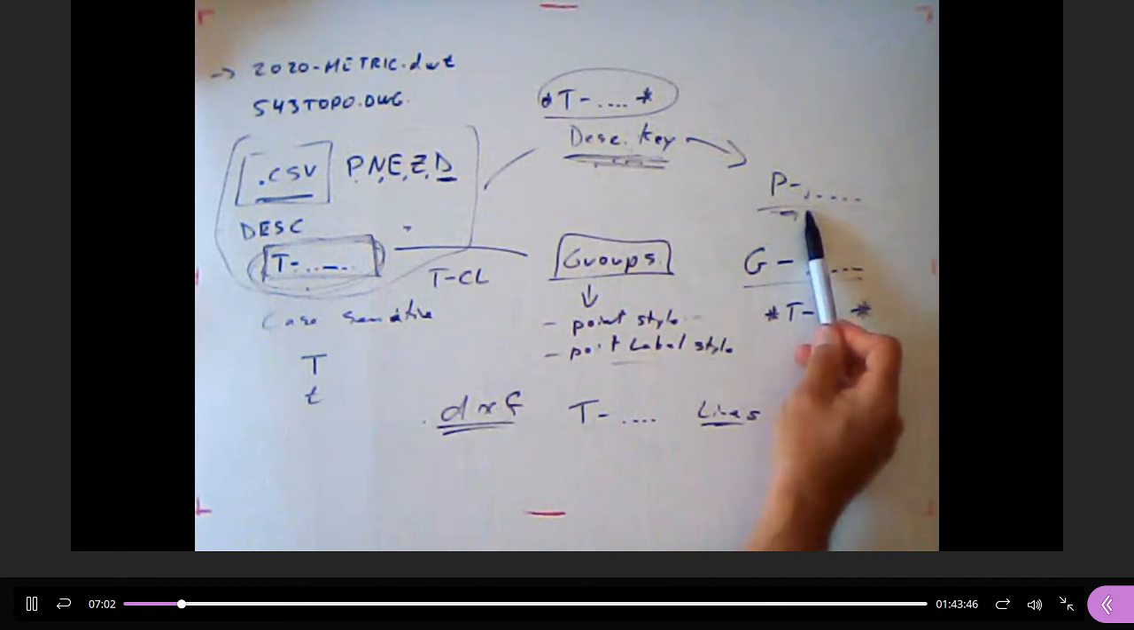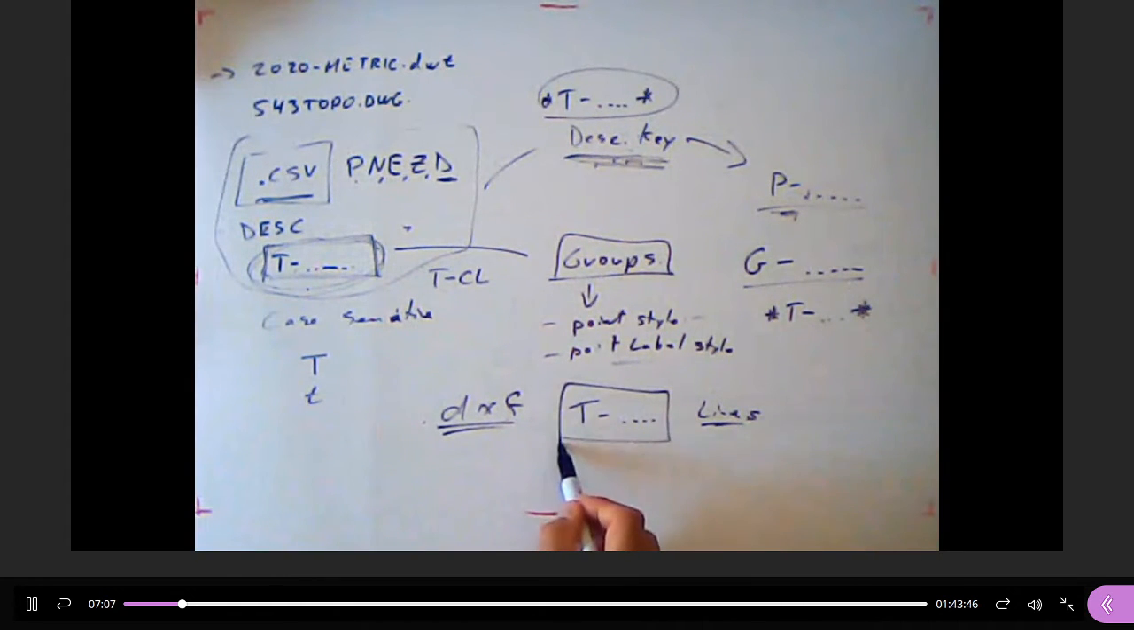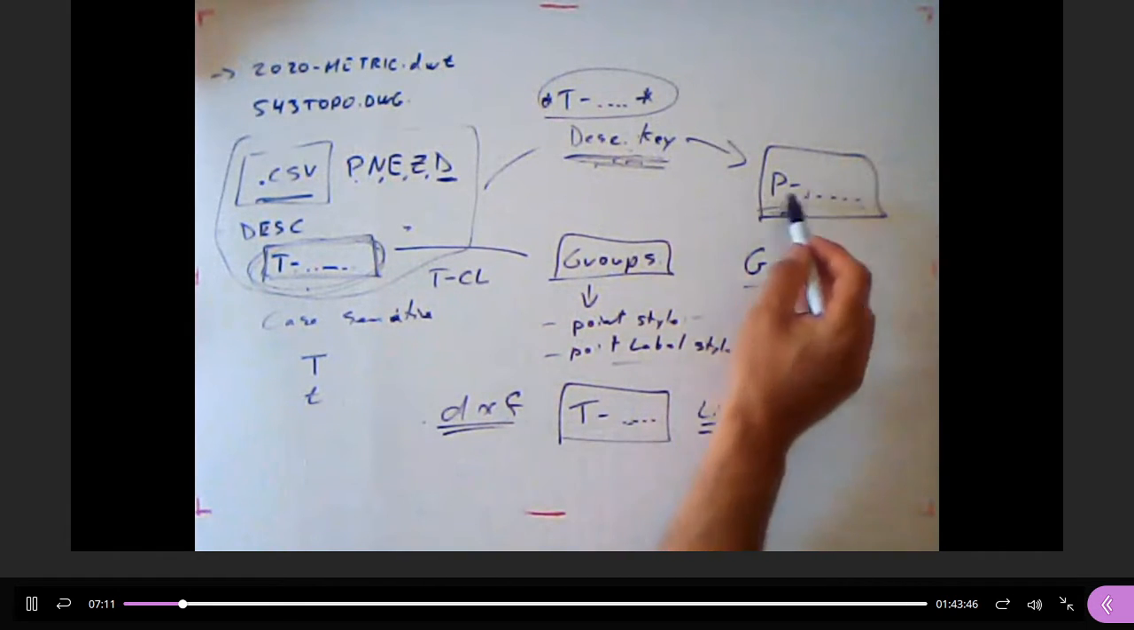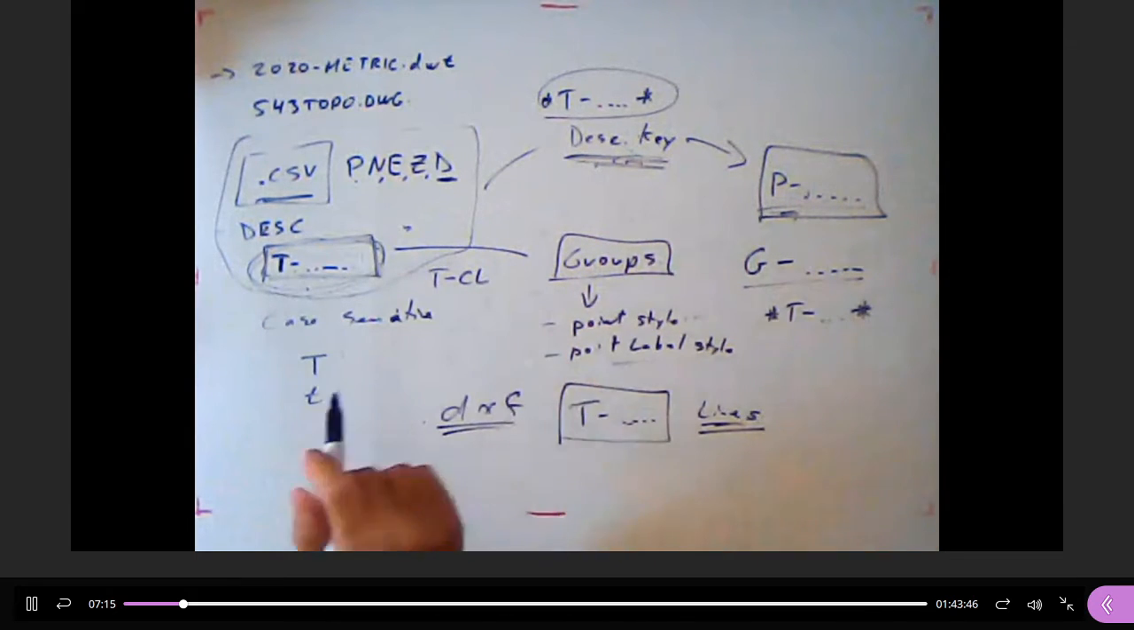The points go on a P layer. The lines that connect the points go on a T- layer. So this is a layer for lines. These are the layers for points. T- for lines, P- for points. And it's a bit confusing. Why don't you use T dash for and so on?